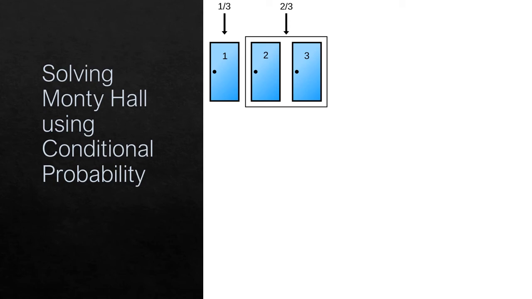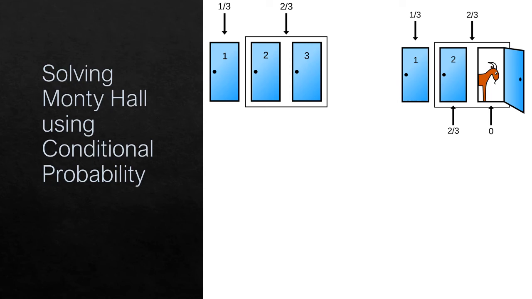So we will now solve the Monty Hall problem using conditional probability. In the previous slide, we saw that the contestant has chosen door 1. The probability that the car is behind door 1 is 1 by 3, and the probability that the car is behind either door 2 or door 3, the combined probability, is 2 by 3. Now the host has already shown that there is no car behind door 3. Hence the probability that the car is behind door 2 is 2 by 3, since the probability that the car is behind door 3 is 0.